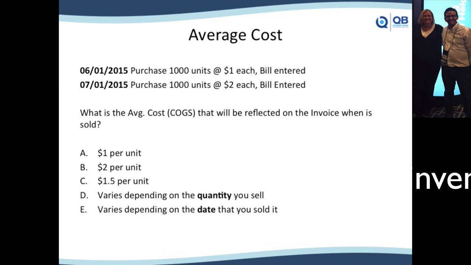And the right answer actually is E. Average cost is actually 100% dependent on the date that I sold it. And then also D, because it's also dependent on the date that I sold it and the quantity that I sold. Average cost is very much date driven. I'm going to show you the example, and it's going to make tons of sense once you see the live example. So I'm going to jump into QuickBooks Desktop here.